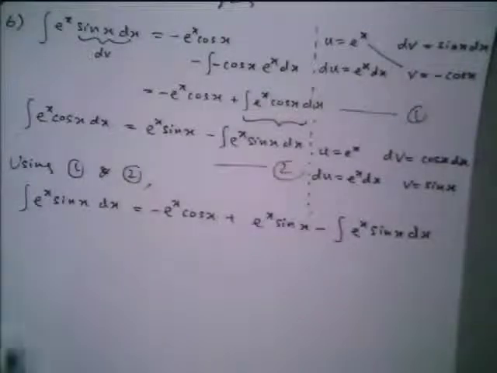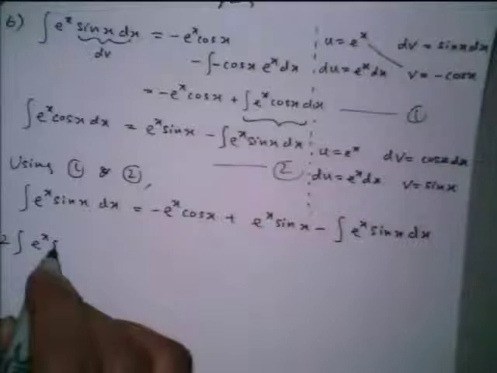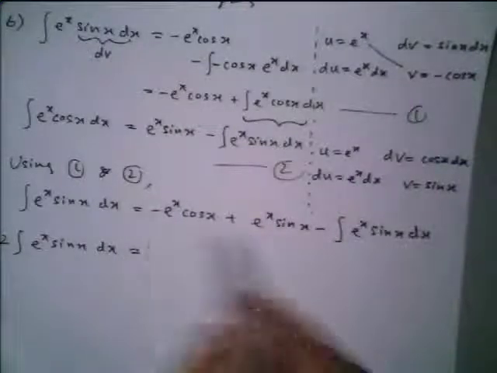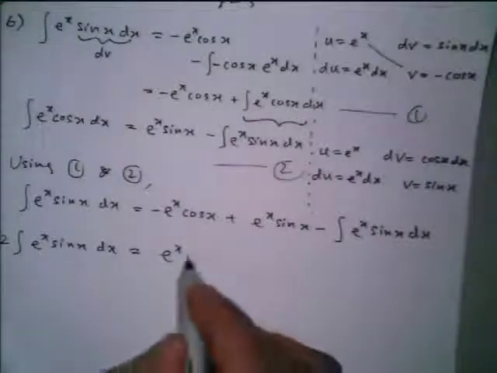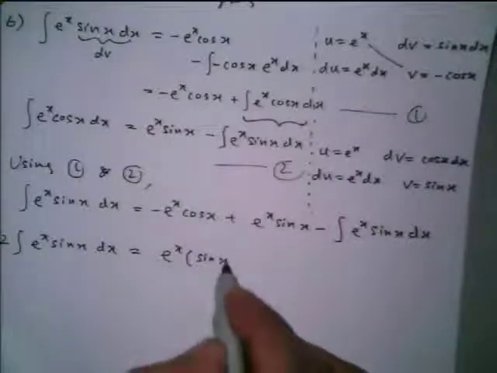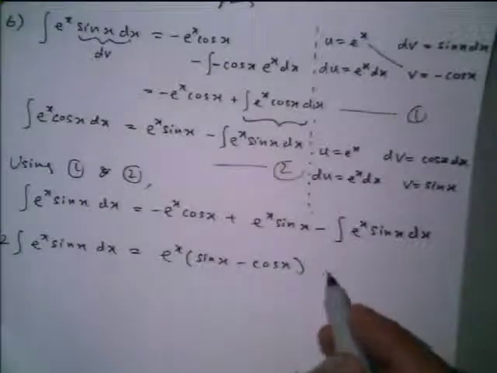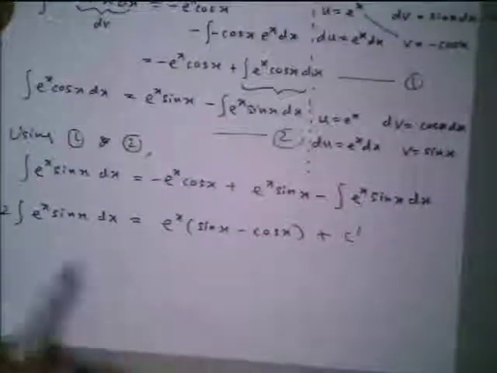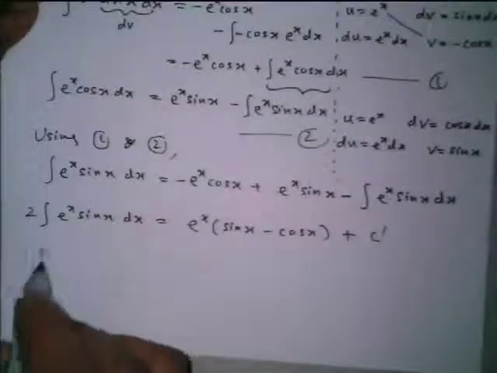So we bring it to the other side. So it is 2 times the integral of e^x sin x dx equal, if you want, you can combine these two. You want to combine? Just combine. e^x sin x first as positive, and cos x, plus C prime. I put C prime there. Now what can you do? Divide both sides by 2.